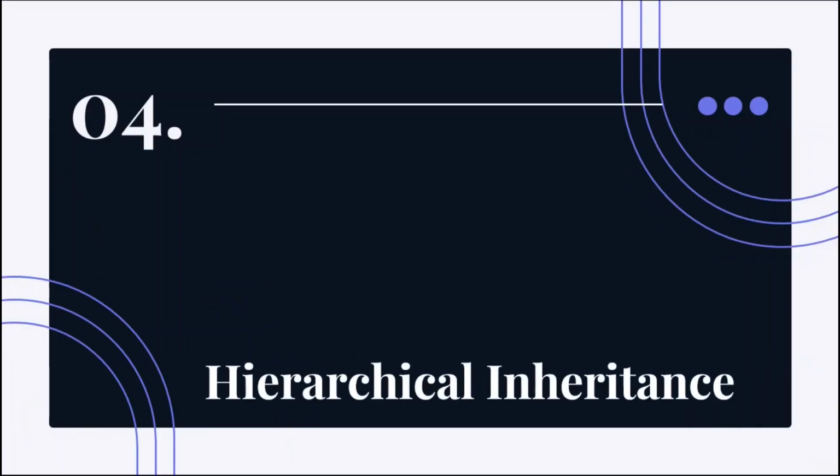Next, hierarchical inheritance. It occurs when multiple derived classes inherit from a single base class. This forms a tree-like structure, where the base class acts as the common ancestor for all derived classes.